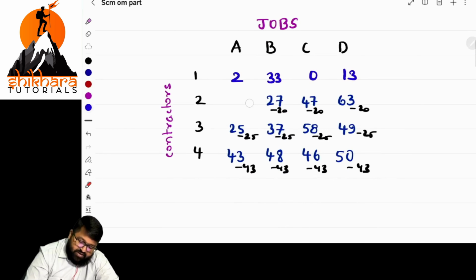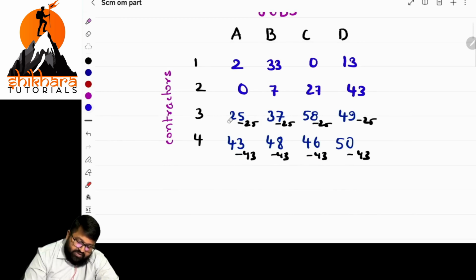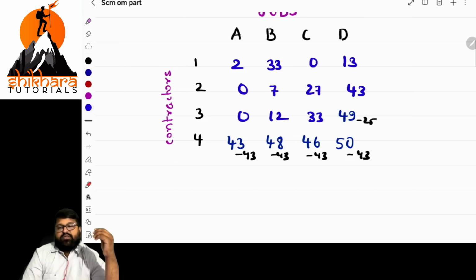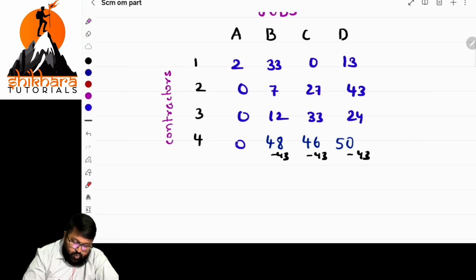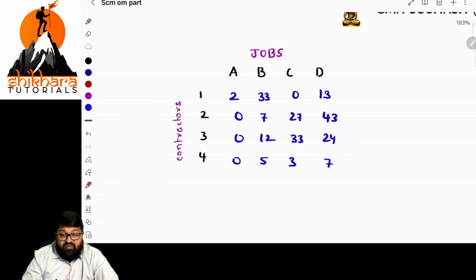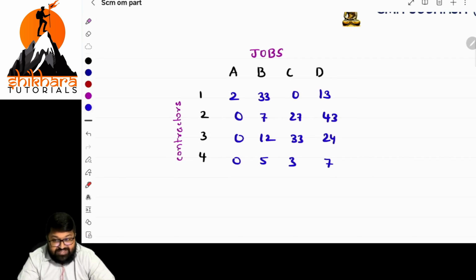Now, what is the next case, ma? It is 0 here. Here it is 7. Here it is 27. And here it is how much, ma? 43. What about this case, sir? It's 0. And here it is 12. And here it is 33. And here it is how much, ma? 49 minus, it's a 24. What about next, sir? It is 0, it is 5, it is 3, it is 7. Sir, after row operation, I am getting this matrix. What is the next step, sir?